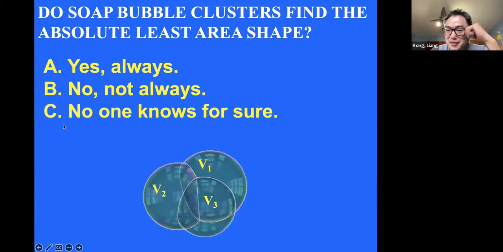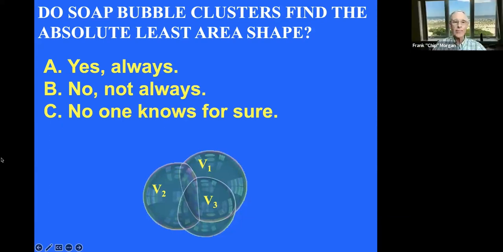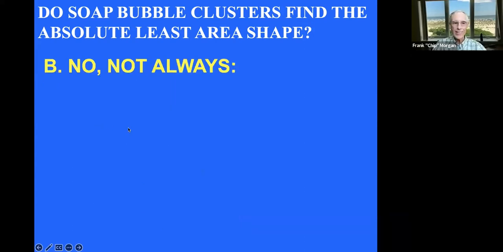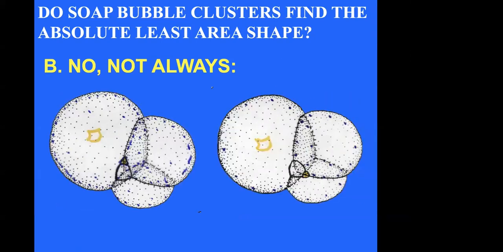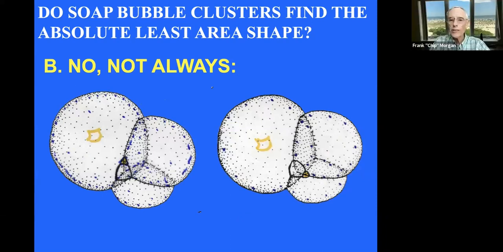But in this particular case, the answer is no, not always. Here are two 5-bubble clusters with the same 5 volumes. Sorry, I didn't get that. Did you hear that, Ife? Okay, so the only difference here is where the tiny 5th volume is placed. You're welcome to interrupt me and ask questions in the chat or by speaking. You have to unmute yourself. So the only difference between these two is where the tiny 5th volume is placed.